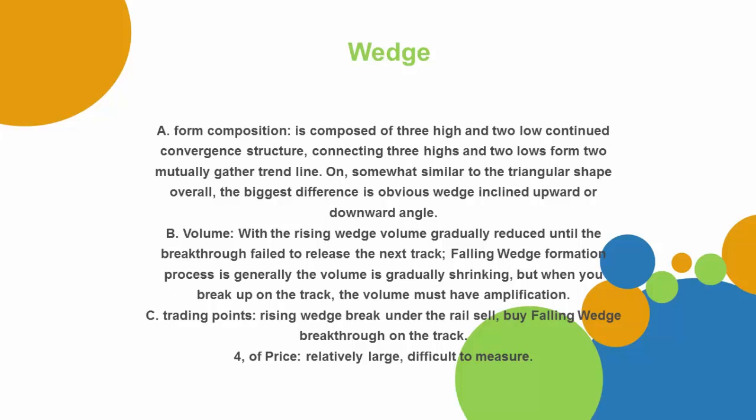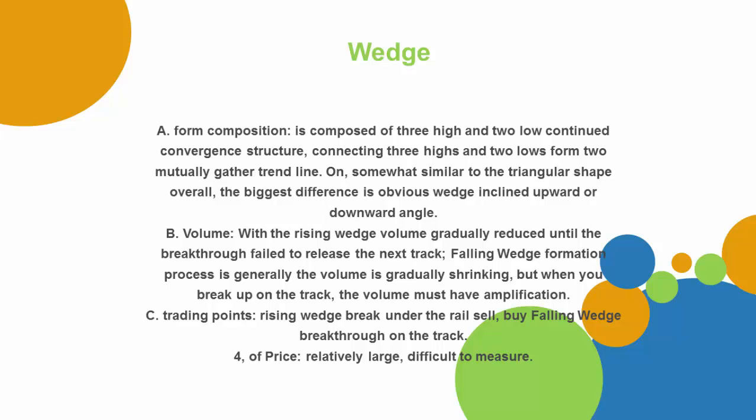Then we can see the volume. With the rising wedge, volume gradually reduces until the breakout, and it fails to expand on the next check. In the falling wedge formation process, generally the volume is gradually shrinking. But when you break up on the check, the volume must show amplification. Okay, so this is the difference. The trading points: rising wedge, break and then sell on the rear; falling wedge, breakthrough then buy.